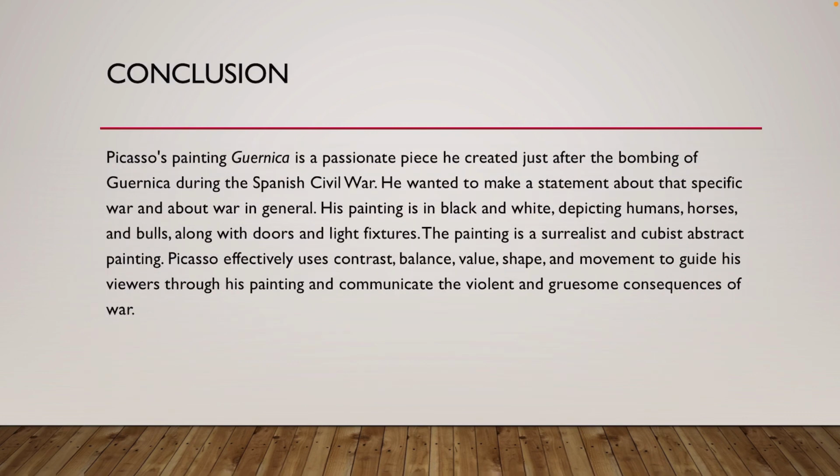Picasso's painting Guernica is a passionate piece he created just after the bombing of Guernica during the Spanish Civil War. He wanted to make a statement about the specific war and about war in general. His painting is in black and white, depicting humans, horses, and bulls, along with doors and light fixtures. The painting is a surrealist and cubist abstract painting. Picasso effectively uses contrast, balance, value, shape, and movement to guide his viewers through his painting and communicate the violent and gruesome consequences of war.